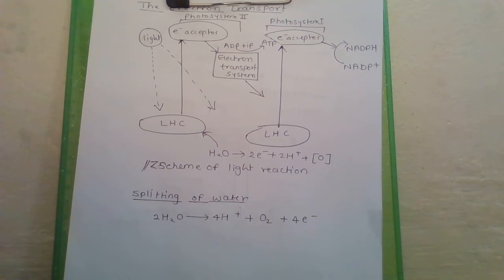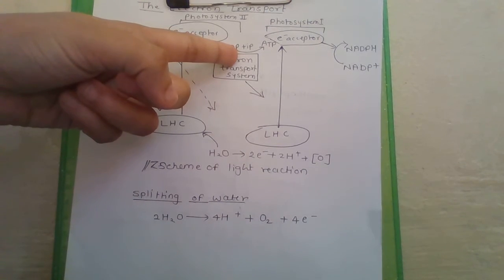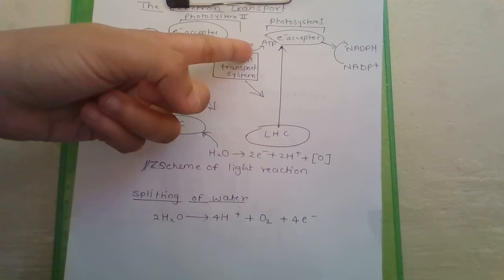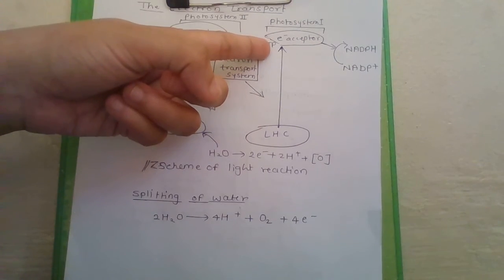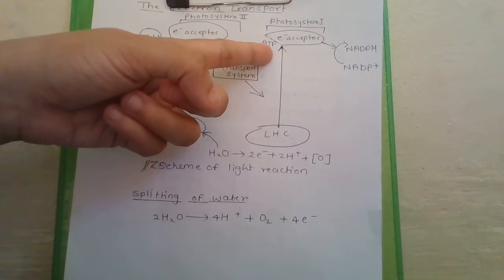Hello students, in today's lecture we are going to discuss cyclic and non-cyclic phosphorylation. First of all, we will discuss what we mean by phosphorylation. When ADP, adenosine diphosphate, combines with inorganic phosphorus, it results in ATP, adenosine triphosphate. This reaction is called phosphorylation.